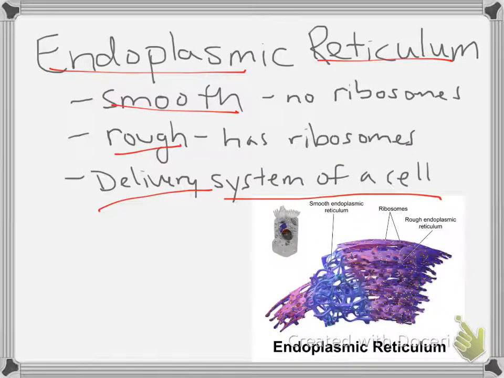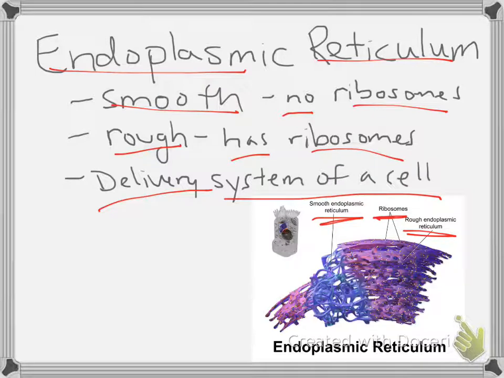Next, we have the endoplasmic reticulum. The endoplasmic reticulum is the smooth and the rough. The smooth endoplasmic reticulum has no ribosomes on it. The rough endoplasmic reticulum has ribosomes on it. You can see the difference here. They color-coded it for you, but the smooth is just smooth. The rough has ribosomes, which are those little dots, and I tried to draw that on your page as well.